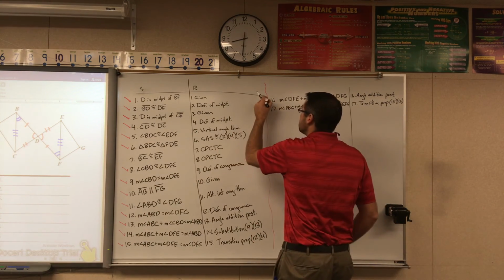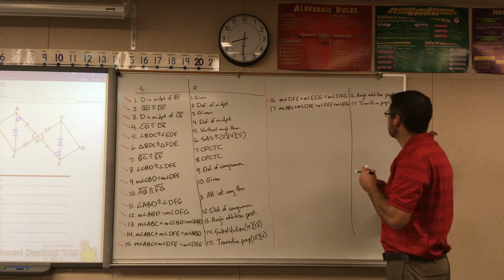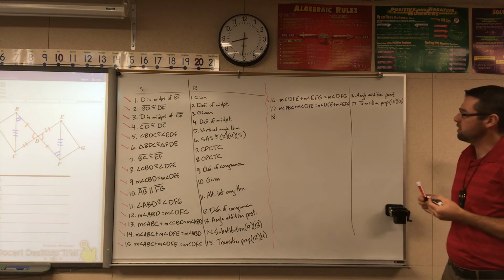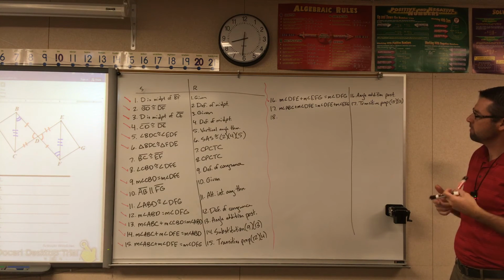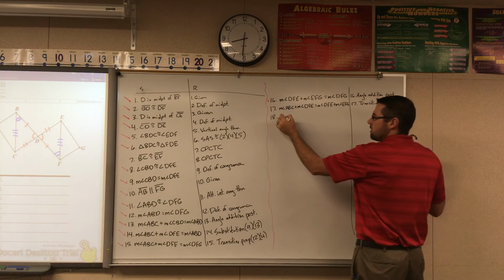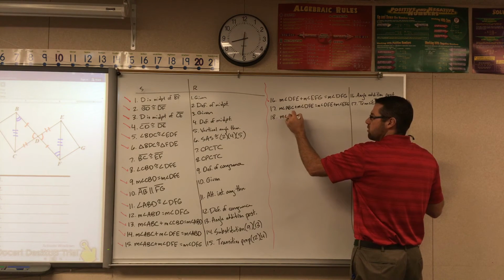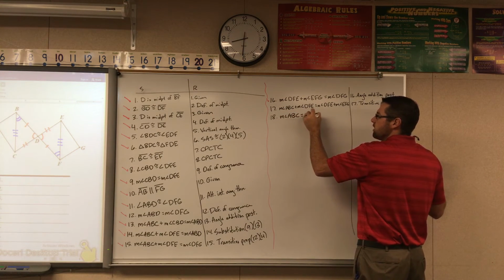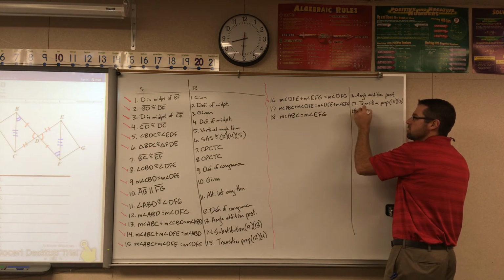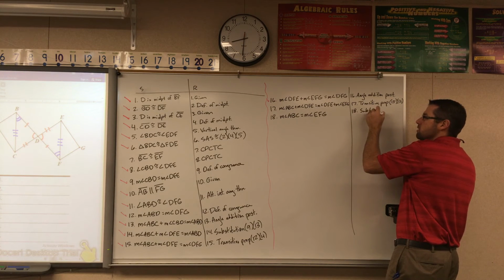This is crazy. Who came up with this problem? I did, you're right. Now what could I do with that? Yeah, they both have DFE on both sides. So it would say measurement angle ABC equals measurement angle EFG, because subtraction property.